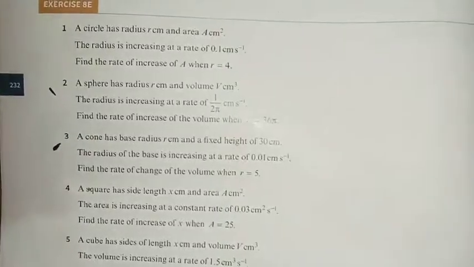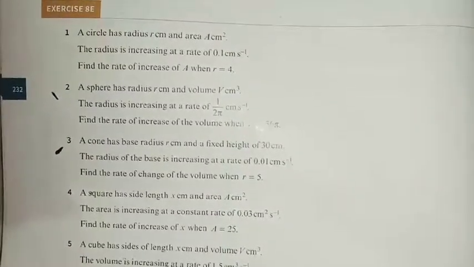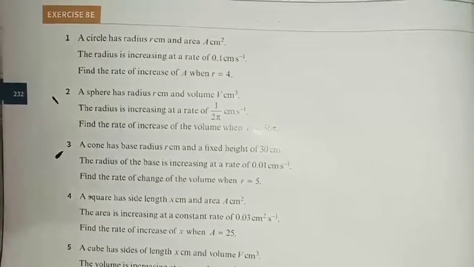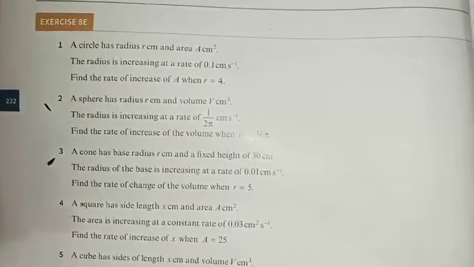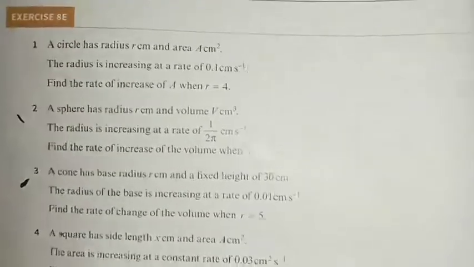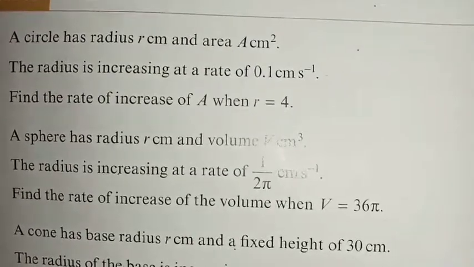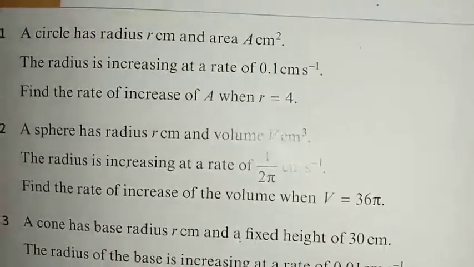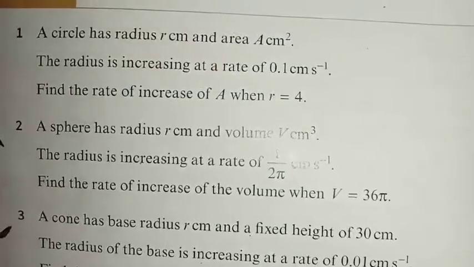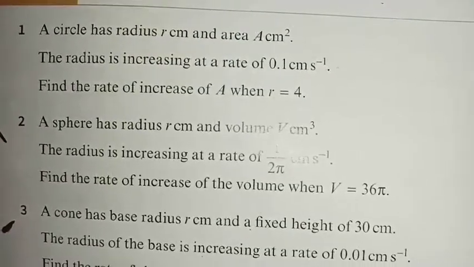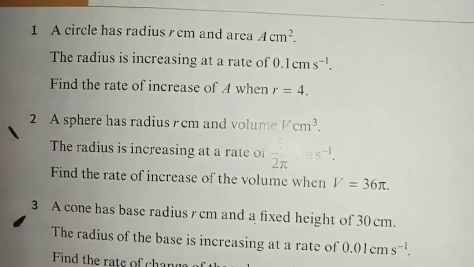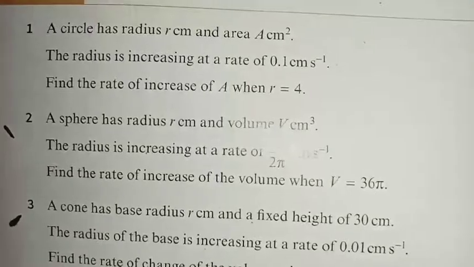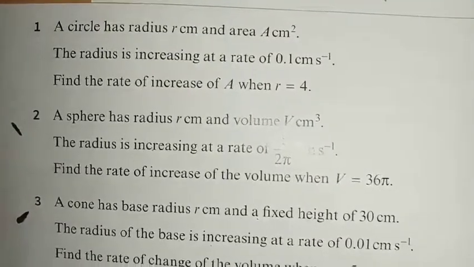Good morning. Let us do a few problems related to the practical application of rate of change. The question is, let's see the second question. A sphere has radius r centimeter and volume v centimeter cube. The radius is increasing at a rate of 1 by 2 pi centimeter per second. Find the rate of increase of the volume when v is equal to 36 pi.